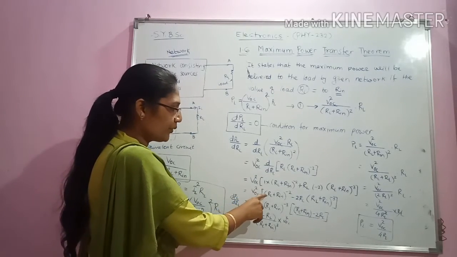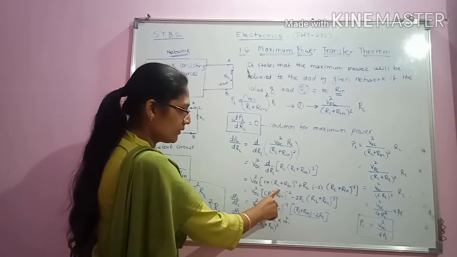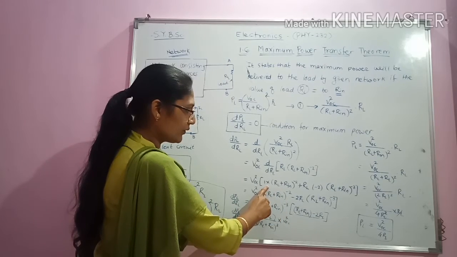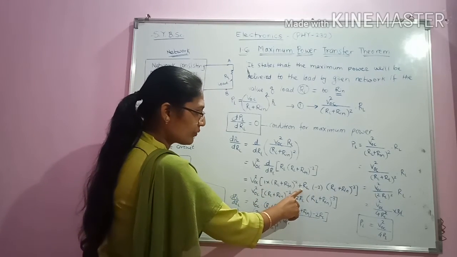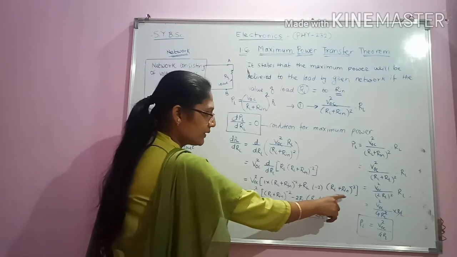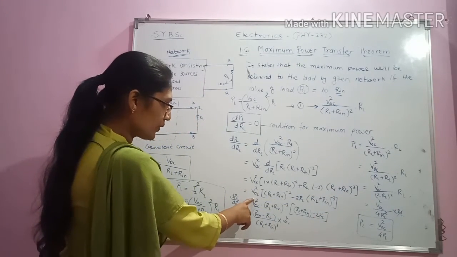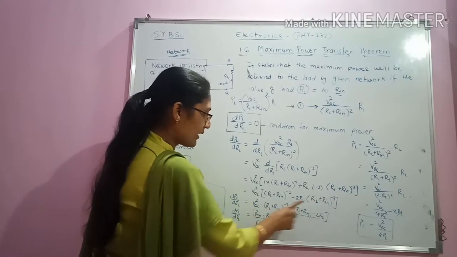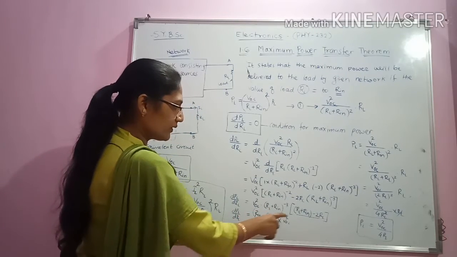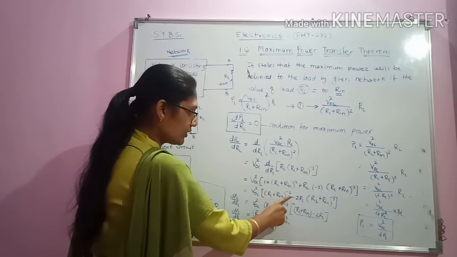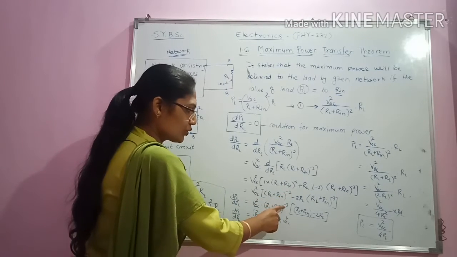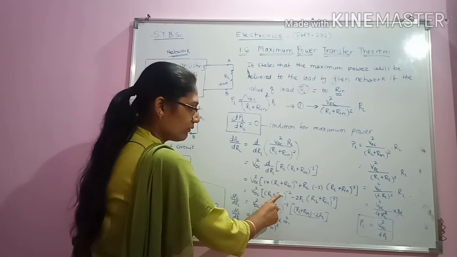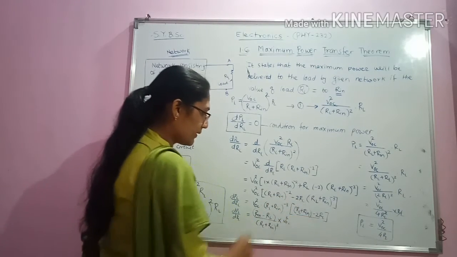V_OC square into bracket (R_L plus R_in) raised to minus 2 by multiplying it with 1 minus twice R_L into bracket this term. So in V_OC square, we have to take (R_L plus R_in) raised to minus 3 as common, and it will give us in the bracket, from this here only minus 2. So we have taken minus 3. Therefore R_L plus R_in is left from this term, minus twice R_L.